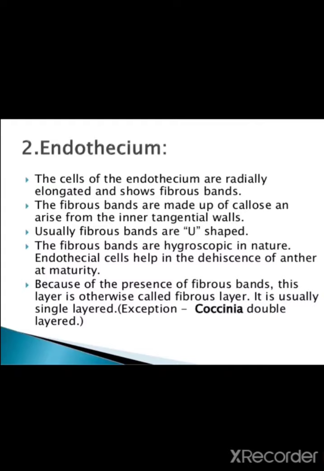Endothecium. The cells of endothecium are radially elongated and show fibrous bands. The fibrous bands are made of callose and arise from inner tangential walls. Usually, fibrous bands are U-shaped. Fibrous bands are hygroscopic in nature.